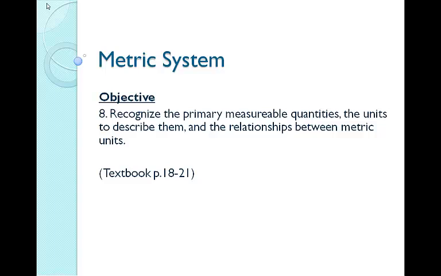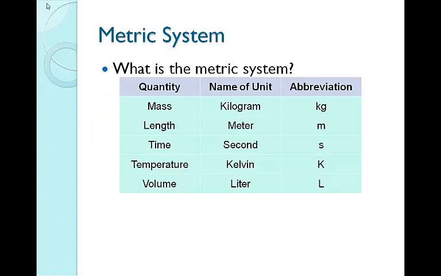This is something that you're probably familiar with, but we're going to be dealing with it for the rest of the year, so it's really important that you pay attention and make sure you learn the following things. The goal today is to recognize the primary measurable quantities in the metric system, the units that we'll use to describe them in the metric system, and how metric units are related to one another. And this is also mentioned in your textbook, pages 18 to 21, so check that out as well.